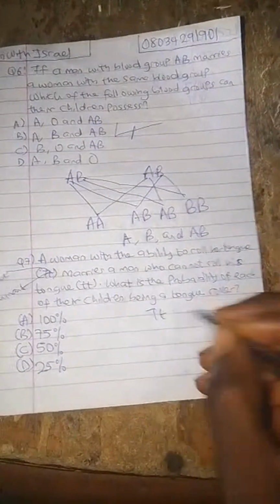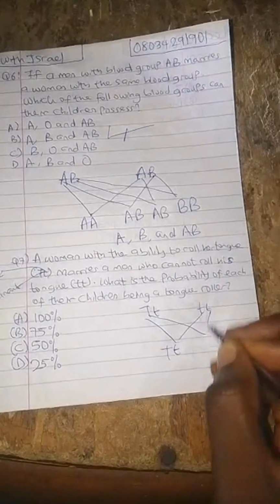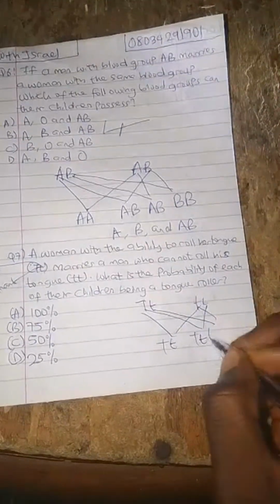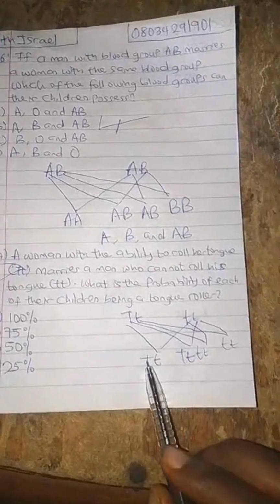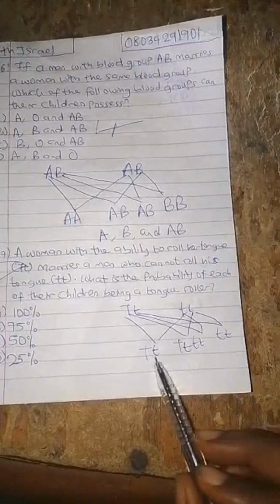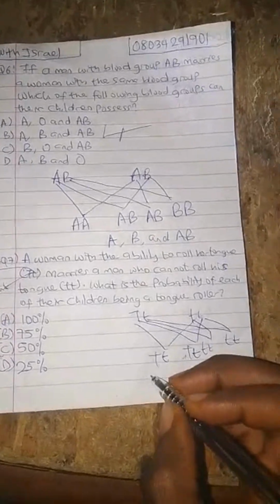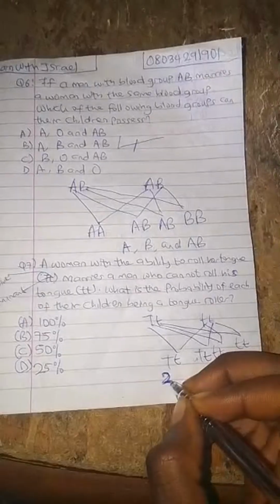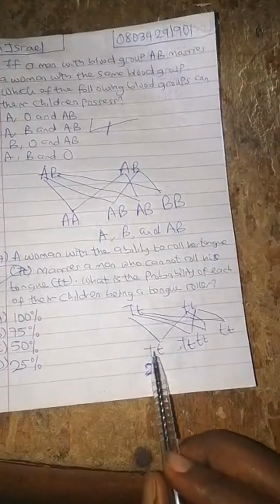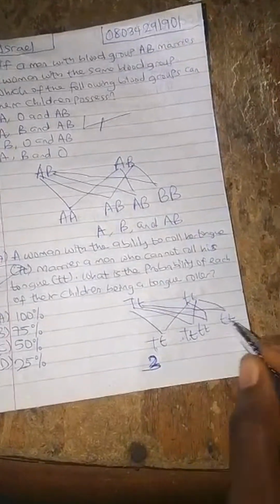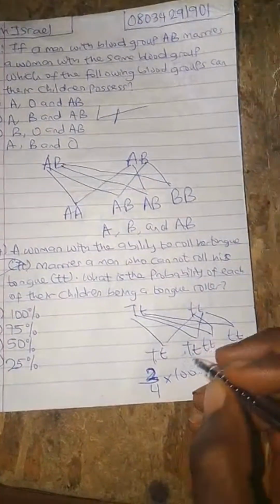So let's pair them. We have TT. So as you can see now, 1, 2, 3, 4. These 1, 2 mean the ability to roll tongue. So we have 2. What is the probability of each of their children being a tongue roller? We have 2 here being a tongue roller, all over 1, 2, 3, 4, multiplied by 100. This is how you solve a question like this.